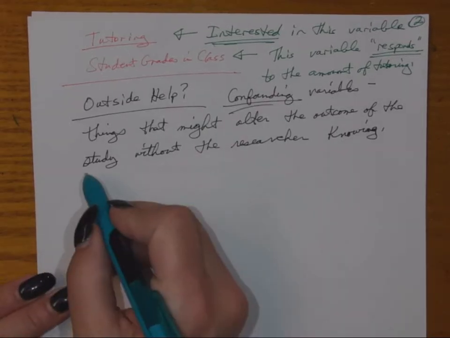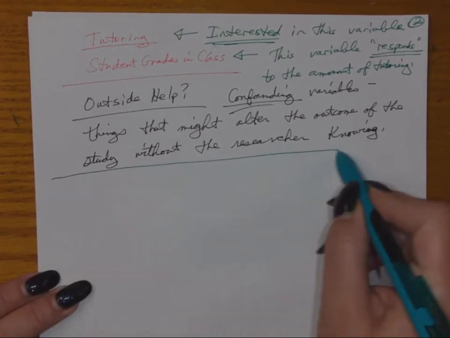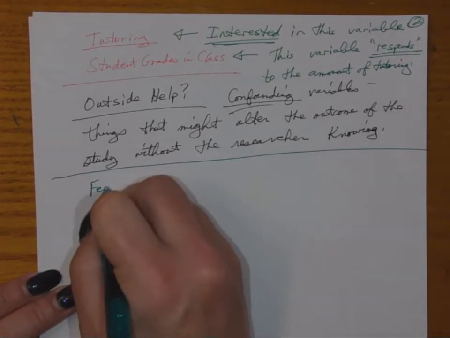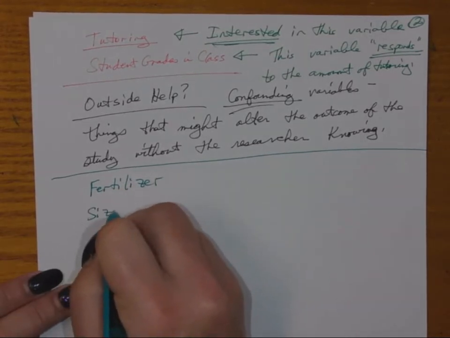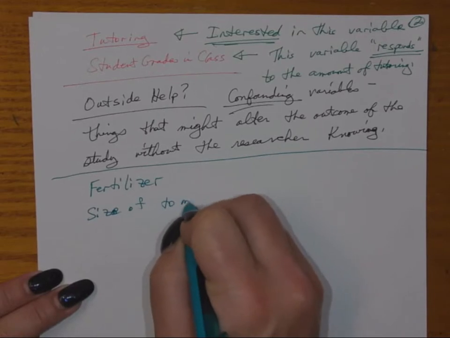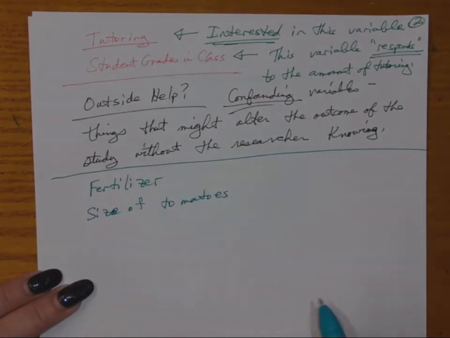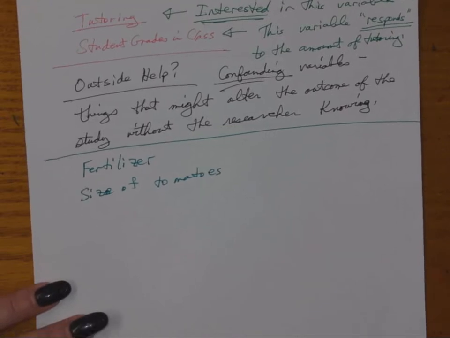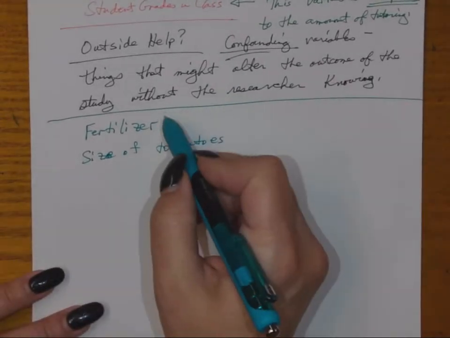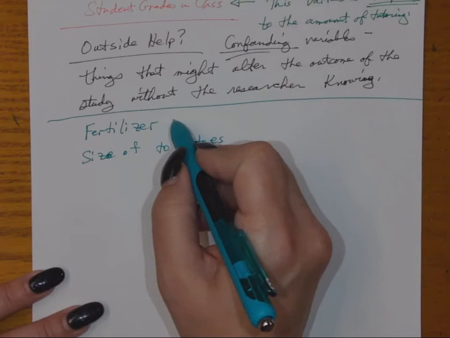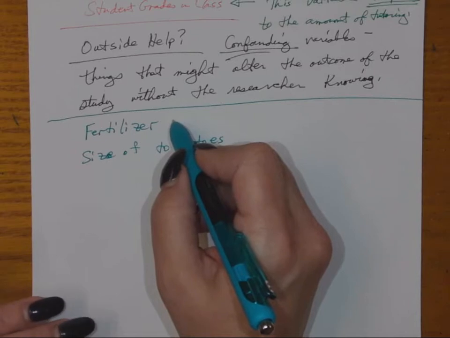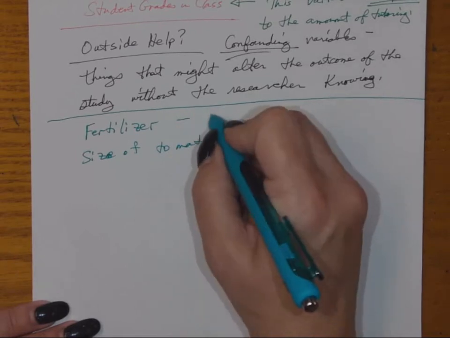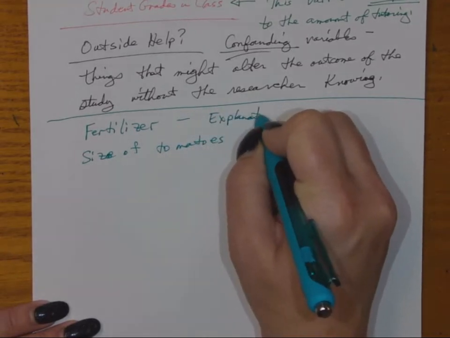Okay, so let's talk about the tomato study. If I have fertilizer, and I have, let's just say, size of tomatoes, and I can measure them, I can weigh them, I can take a ruler and see how wide and how tall and stuff like that. So fertilizer would be the influencer here, right? Okay, so it could explain, let's put it that way, it could be the explanatory variable.